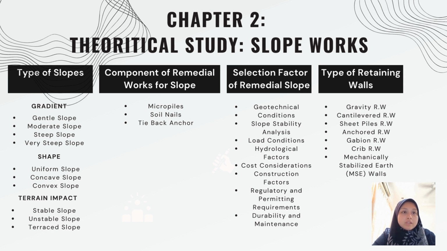For the components of remedial works for slope, we have micropile, soil nails, and the tie-back anchor. For the micropile, either installed vertically or at an angle, micropiles are driven deep into the ground to reach a more stable layer. They support the wall by transferring loads to this deeper layer, reducing the risk of settlement and increasing resistance to lateral force.